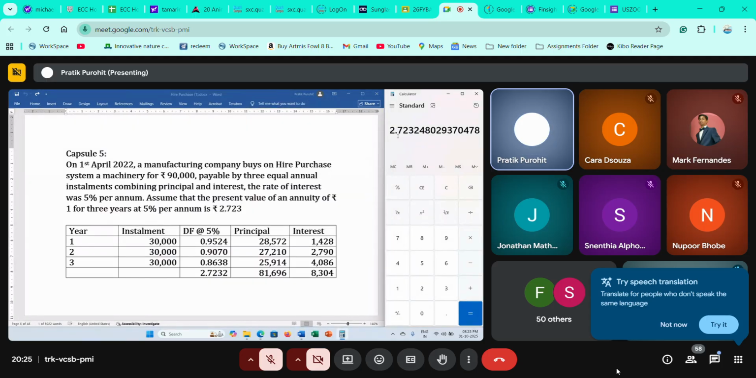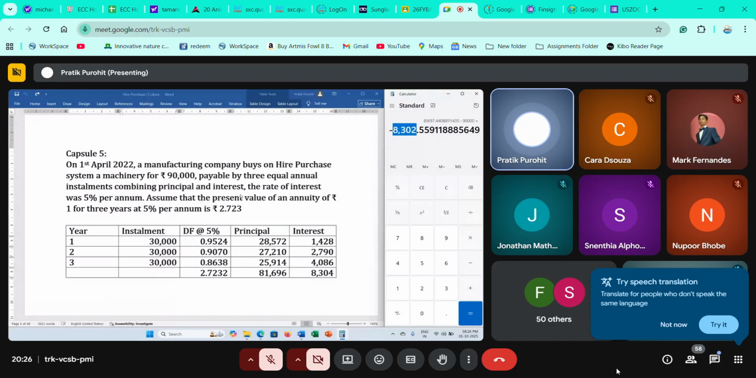Okay. Now since your installment is fixed, 30, 30, 30, what you can do is you can get the sum of your present values, that is 2.723, and simply multiply this by your installment. So you get your cash price, which is 81,697, which you can subtract from your total hire purchase price. 8,302 becomes your interest.